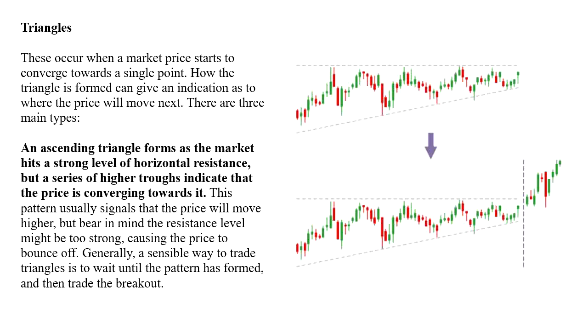An ascending triangle forms as the market hits a strong level of horizontal resistance, but a series of higher troughs indicate that the price is converging towards it. This pattern usually signals that the price will move higher, but bear in mind the resistance level might be too strong, causing the price to bounce off. Generally, a sensible way to trade triangles is to wait until the pattern has formed, and then trade the breakout.